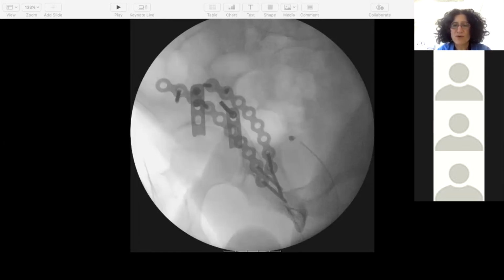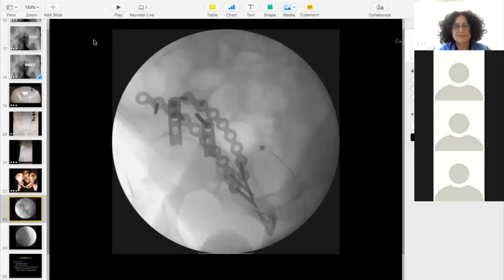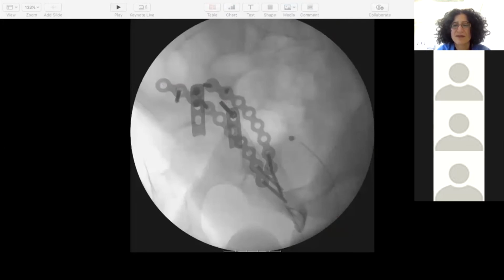So what are these views called? There are names for these views that we get in theatre. They show us the acetabulum in profile. They're sort of equivalent to Judet views, aren't they? They're oblique views, taken with an obliquity in the coronal plane.